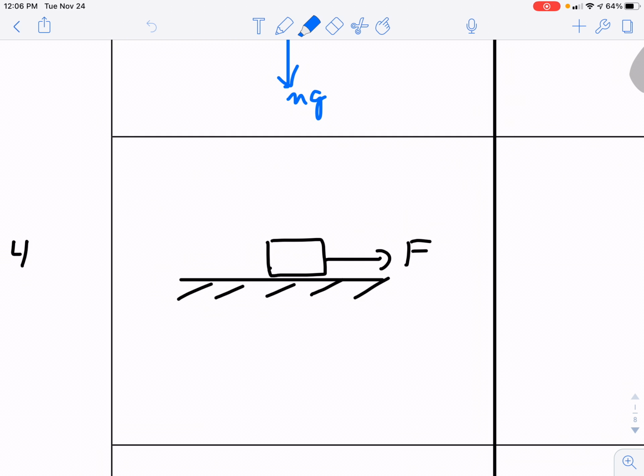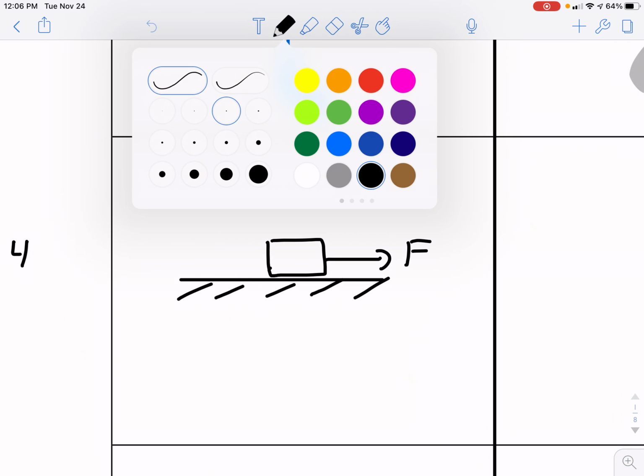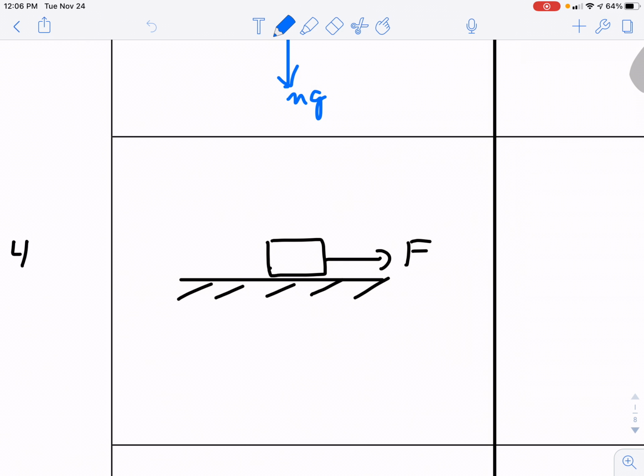Okay. To indicate a rough surface, we can draw some diagonal lines underneath a horizontal line. The horizontal line, of course, represents the surface. A letter F can be drawn next to an arrow to show that there is a rightward force applied on this object. Now, what other forces could we sketch on here just to get an idea of what our free body diagram would look like?